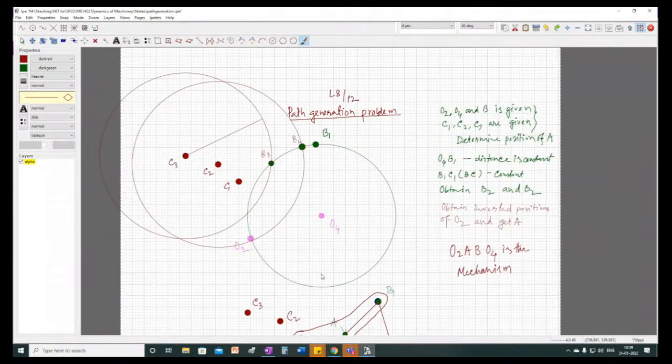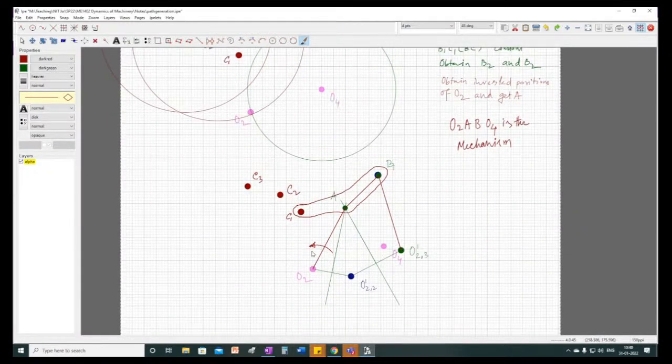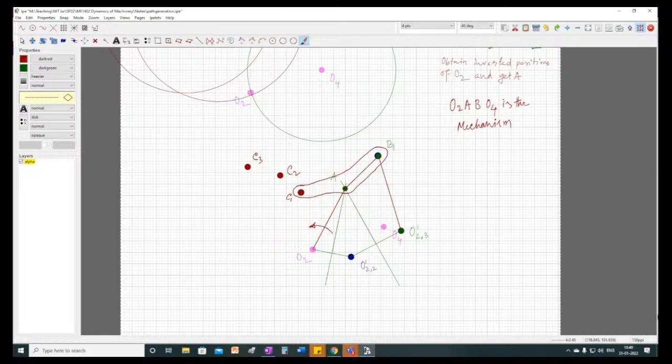The problem is given. The positions of C are given. The lengths of O4 B and O4 O2 are given. From that, we have to find out the configuration of the mechanism. I hope all of you have understood the process, and I have not written the steps. So what you can do, you can write them on your own. That will help you in the exam, and also in future, when you require this method.